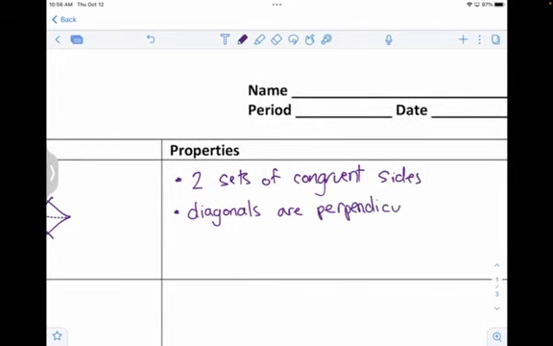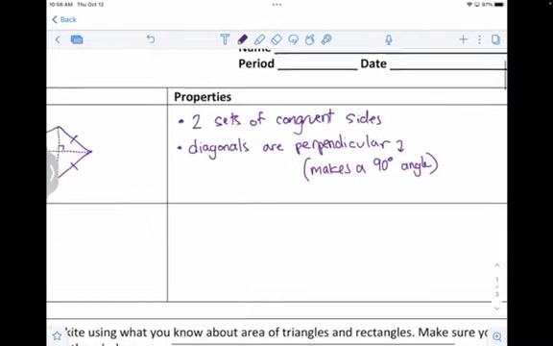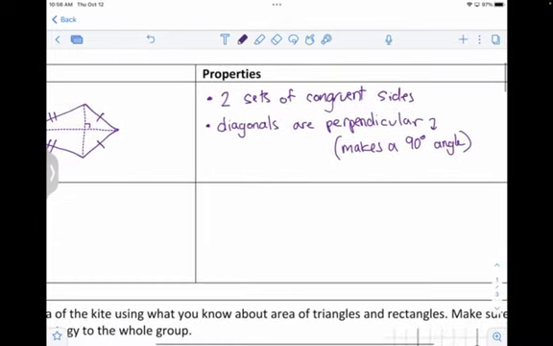Perpendicular, which means makes a 90-degree angle. So the diagonals are perpendicular. Okay, questions?